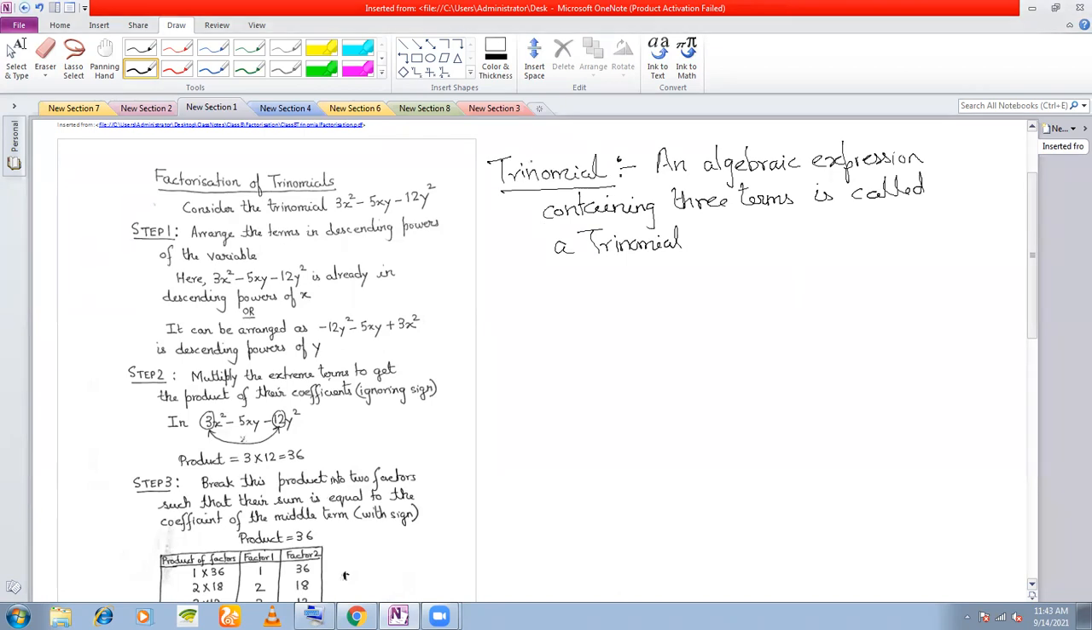Now, can all the trinomials be factorized with the help of this? Not necessarily that all the trinomials you will be able to factorize with the help of this method. But certain special types of trinomials can be factorized with the help of this. Okay. So we first understand an example. The kind of trinomials that we are going to discuss here are special types of trinomials in which we have descending powers of x or y.